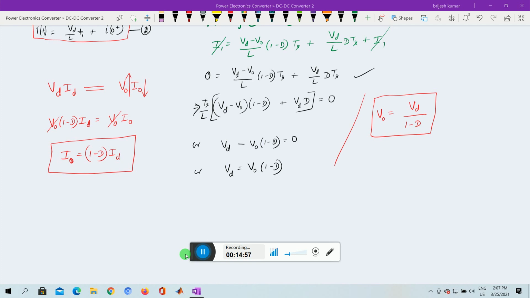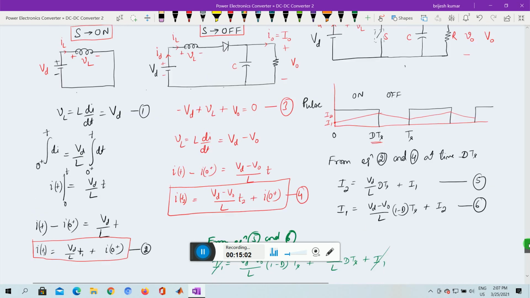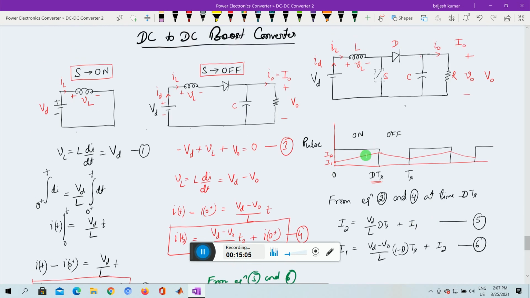In the next video, we will look at the boundary condition, and we will see whether this current I1 is equal to 0, that is, whether it is continuous conduction mode or discontinuous. Usually it is called just continuous when the current I1 is 0 at the end of this time period, that is at Ts, the current I1 is 0. So it starts from 0 and ends at 0. At the boundary condition, what is the value of C and what is the value of L, we will discuss in the next video.